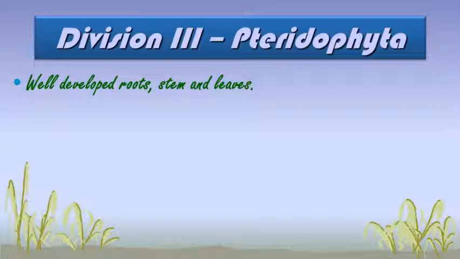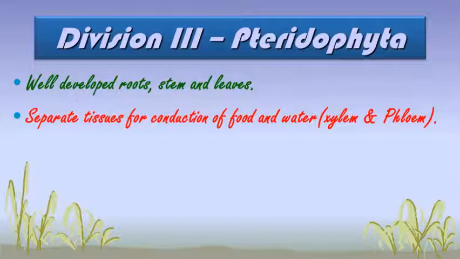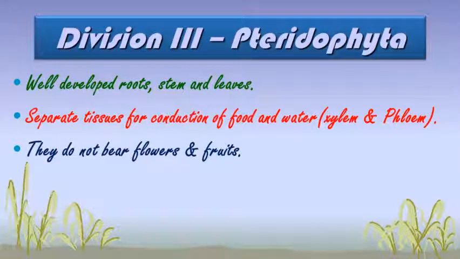That means the plants which come under the group pteridophyta have properly developed roots, stem and leaf system, and separate tissue for conduction of food and water. We know there are two tissues for the conduction of food and water, that is xylem and phloem. Xylem for the conduction of water and minerals, and phloem for the conduction of food material in the plant. But they do not bear flowers and fruit. That means they don't have any flowers and fruits, but they only have roots, stem and leaves.